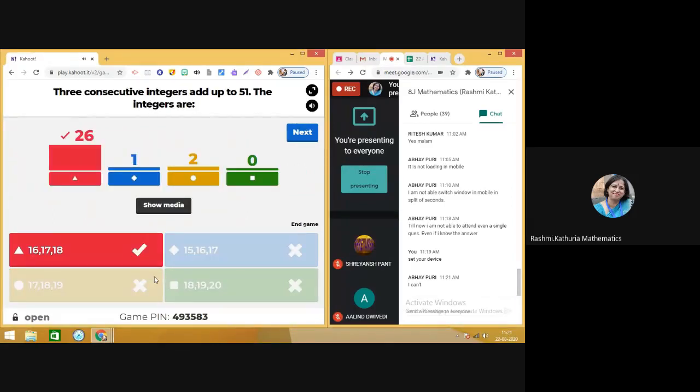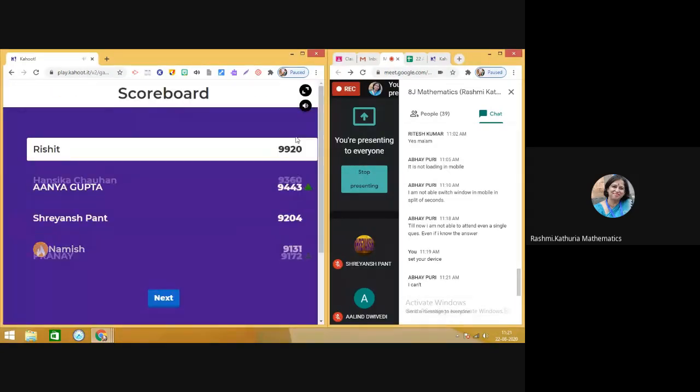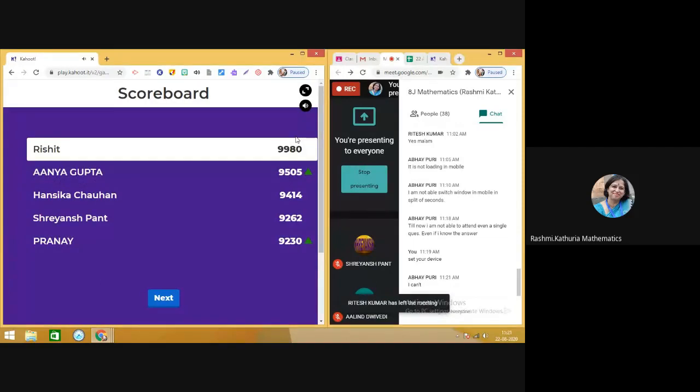Interesting. So the answer is 16, 17, and 18. I can see 26 of you are able to do this. Wonderful. Moving on to the next question. Let us see the leaderboard. Here Rishit, Anya, Hansika, Shreyansh, and Pranay has joined in. Good. Moving on to the next question.